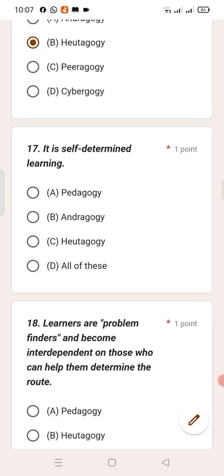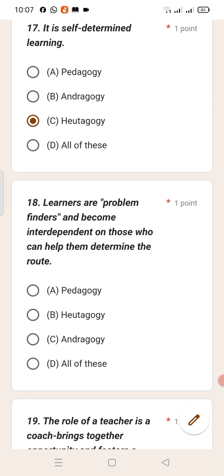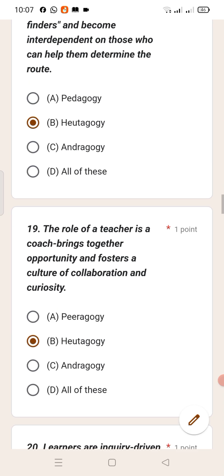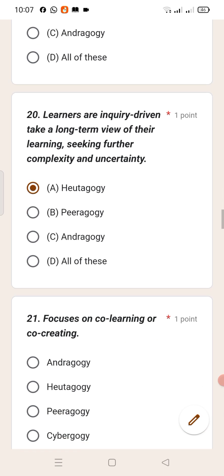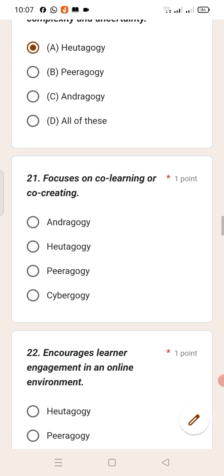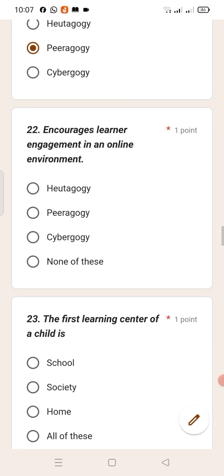It is self-determined. Pedagogy, learning problem finder and becoming interdependent on those who can help them determine the route. Pedagogy, the role of teacher and coach bring opportunity and foster a culture of collaboration with curiosity. Pedagogy, learners are inquiry driven. ये भी pedagogy है. तो focuses on co-learning or co-creating is pedagogy. Encourages learner engagement in an online environment. Online जब भी होगा वो cybergogy होगा.